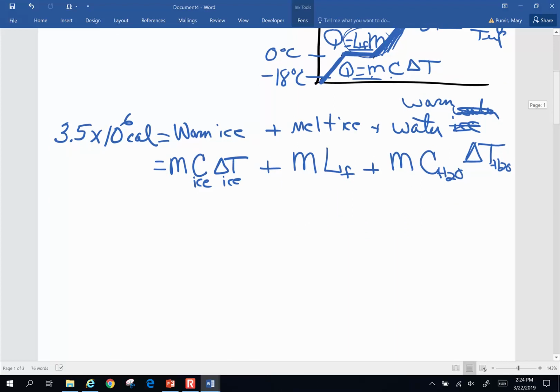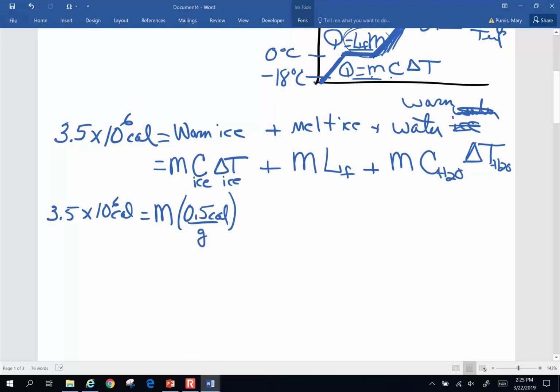You could also do it in joules. Doesn't really matter, but I'm going to do it in calories because I'm kind of lazy and it's going to be a smidge simpler. So 3.5 times 10 to the 6th calories. M is the mass. That's what I'm looking for. The specific heat of ice in calories is 0.5 calories per gram.